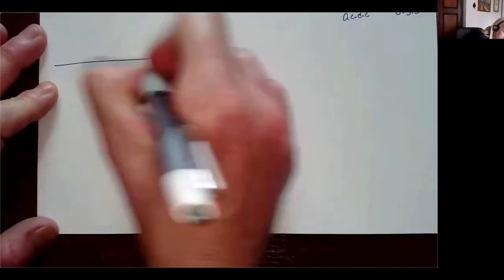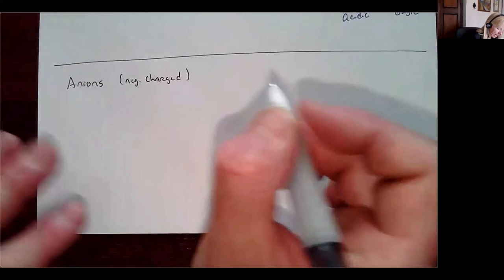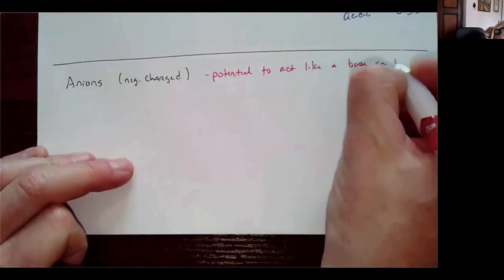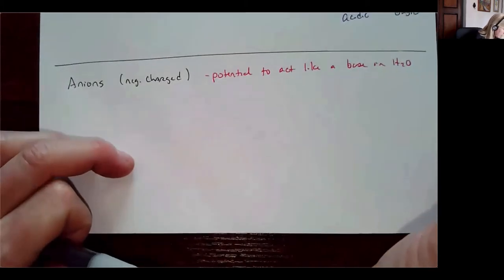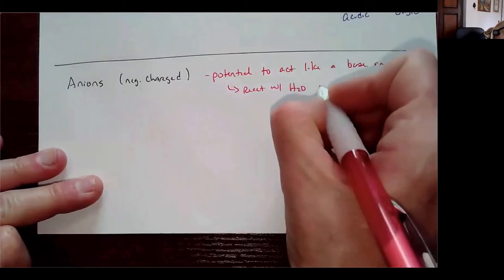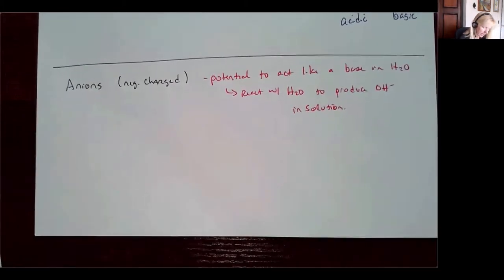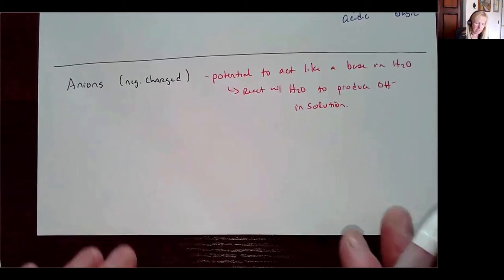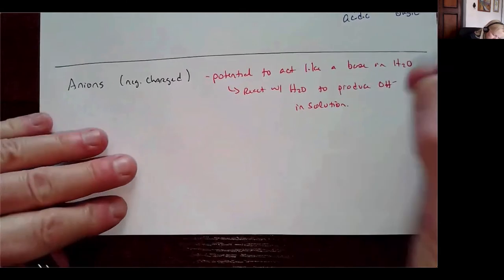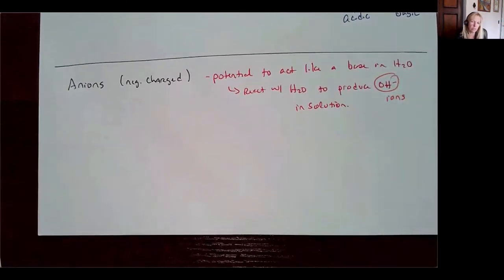The first ones we'll look at are anions. Remember, anions are negatively charged, and anions have the potential to act like a base in water. Not all of them, but some of them do. That means they can react with water to produce hydroxide ion in solution. So if I have an anion that has the potential to act like a base, it's going to make that solution basic, because it's producing hydroxide ions in solution. And so that will make your whole solution basic.